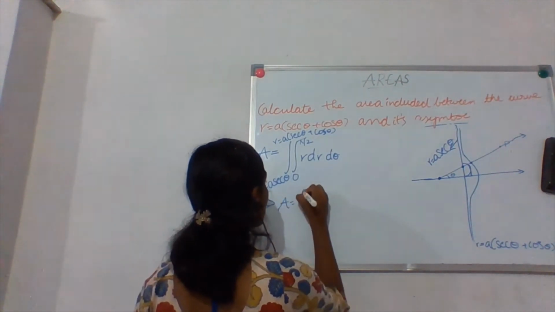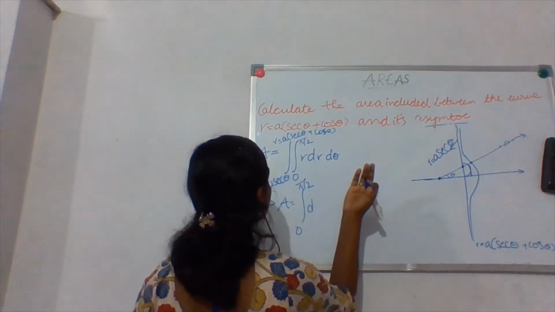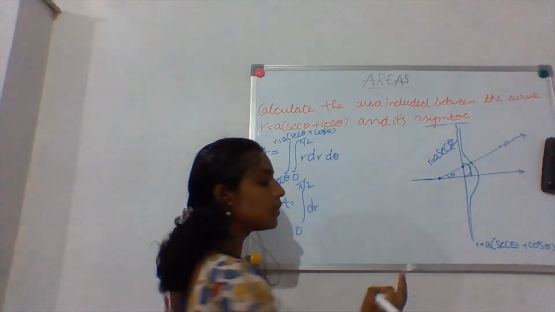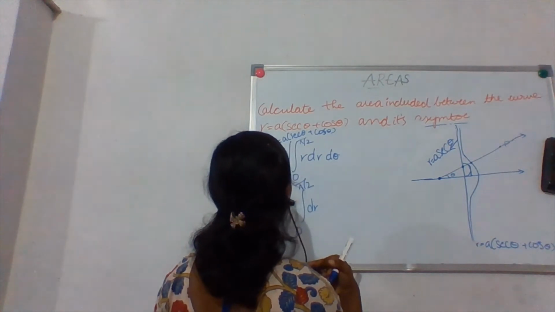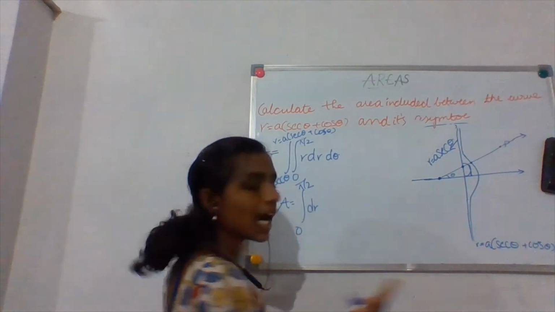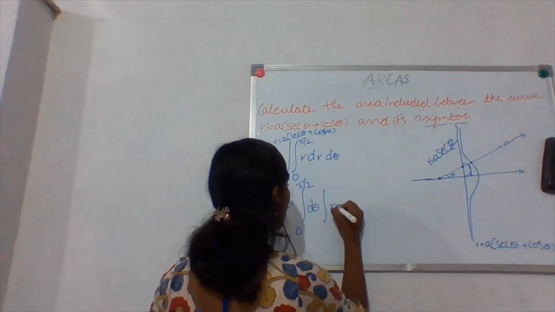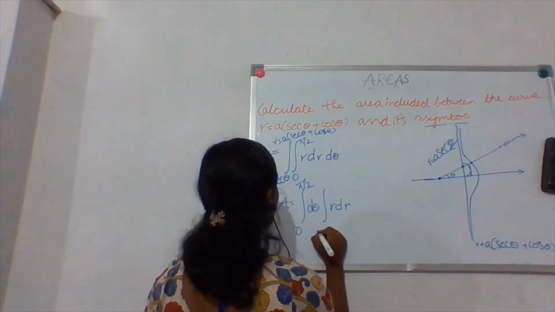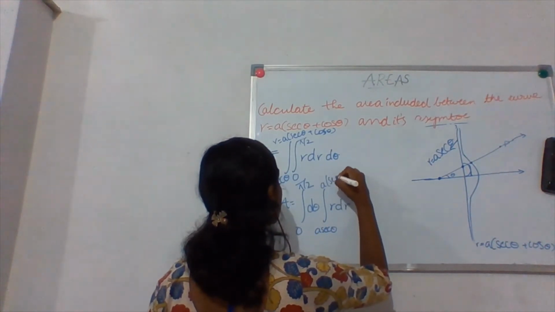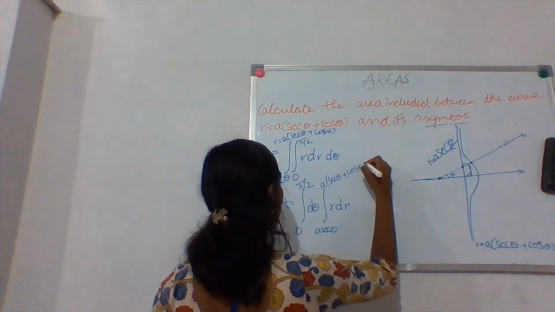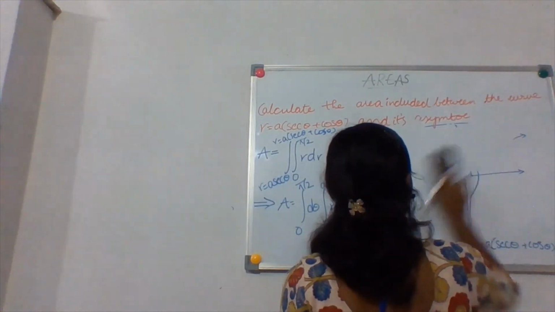A is equal to the integral from 0 to pi by 2 of d theta, and first you have to do it with respect to dr, right? So with respect to dr, integral of r dr, from r equals a secant theta to r equals a of secant theta plus cos theta. Okay, yes. So now I'll erase this diagram as you have already seen it.